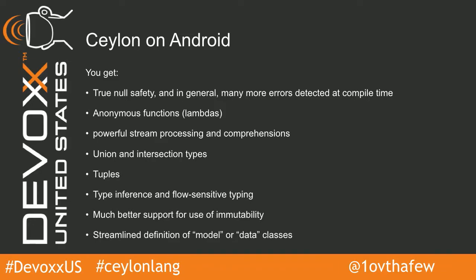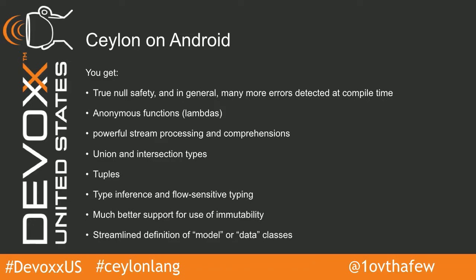You also get anonymous functions. Android, as far as I understand, still doesn't support Java 8. So if you want to program with first-class functions, that's something you'll get with Ceylon.